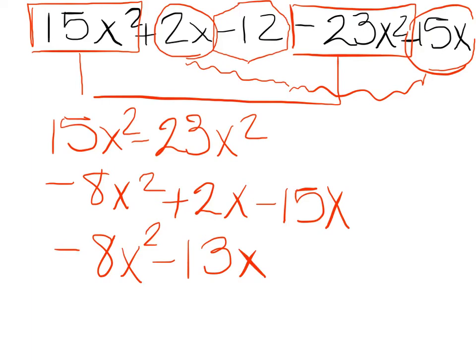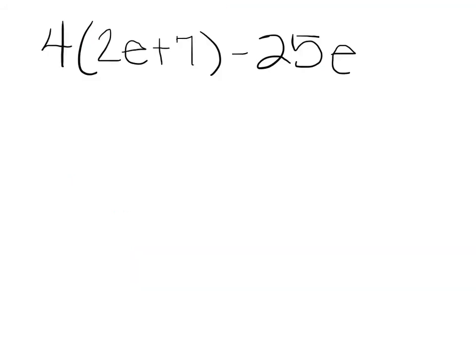And then we have our lonely little -12 up here, and we're going to add it on the end. So this is our final answer. We're going to have for our final answer -8x squared minus 13x minus 12. On to our next example.